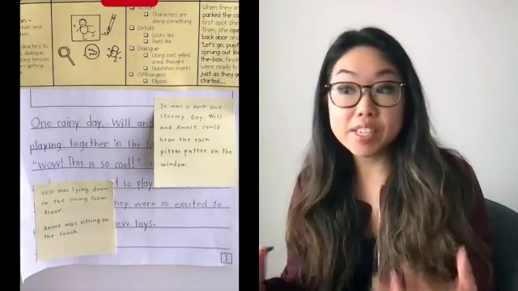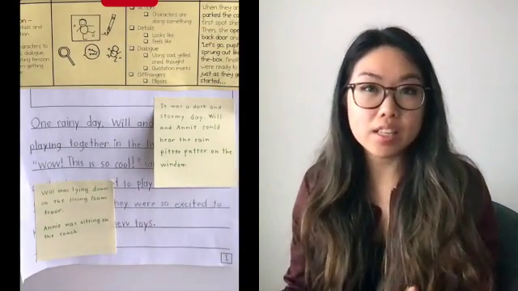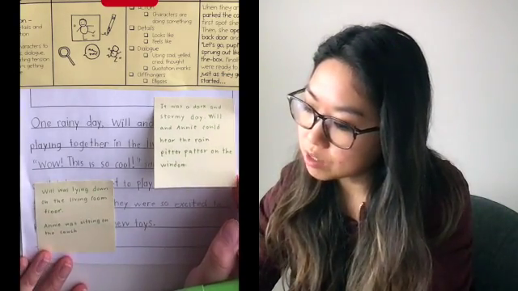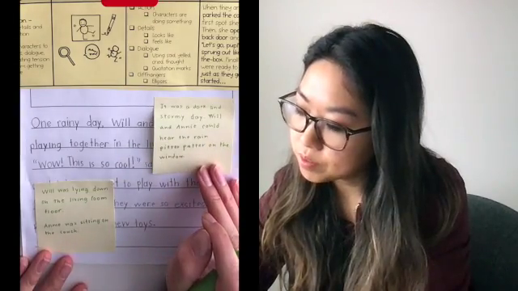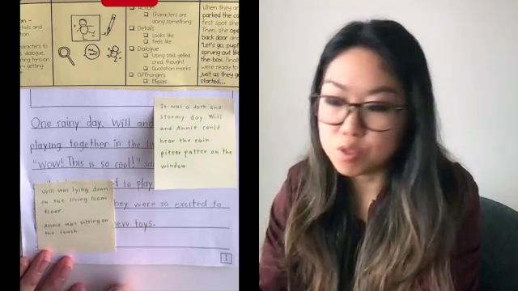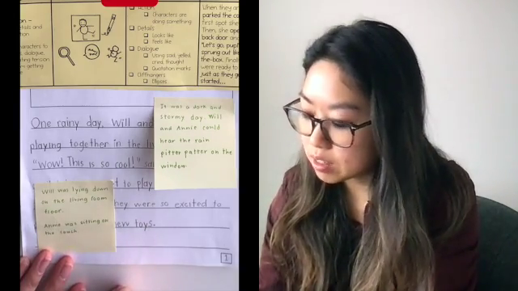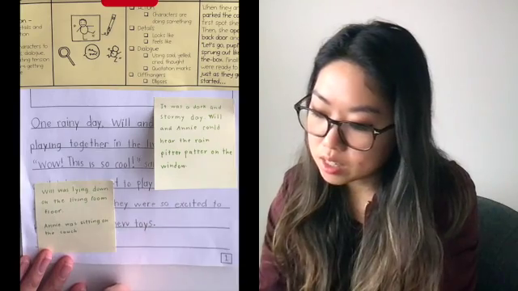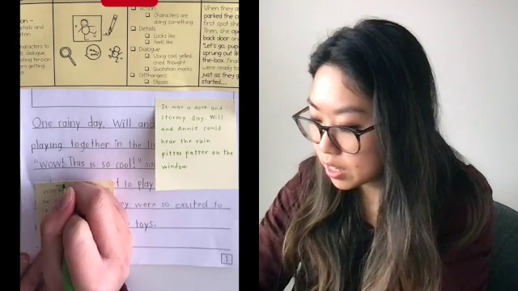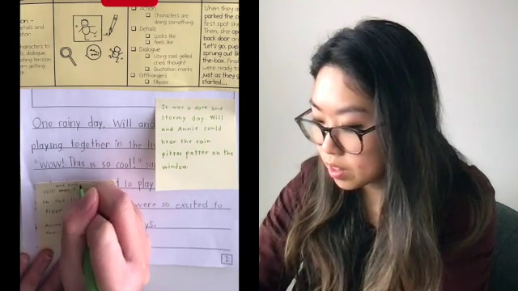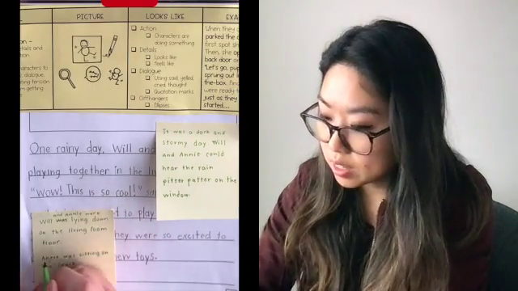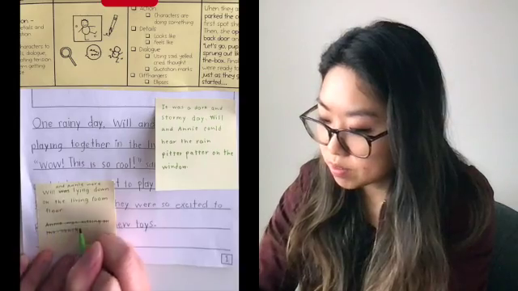And I could reread and think, now do I like the story? It was a dark and stormy day. Will and Annie could hear the rain pitter-patter on the window. I could say they were lying down on the living room floor instead of Will and was lying down. I could say Will and Annie, I could do that. So Will and Annie were lying down on the living room floor. And then I can cross this out.